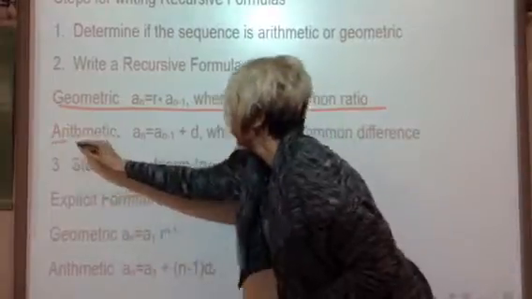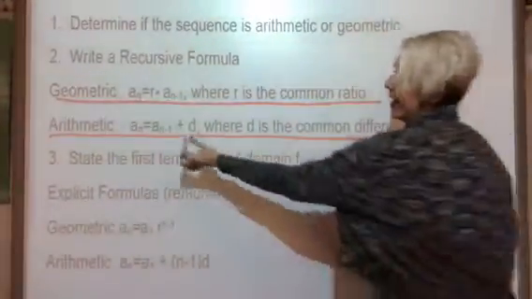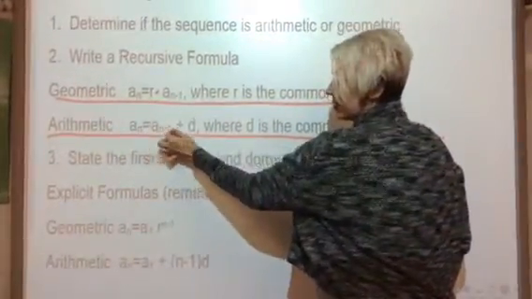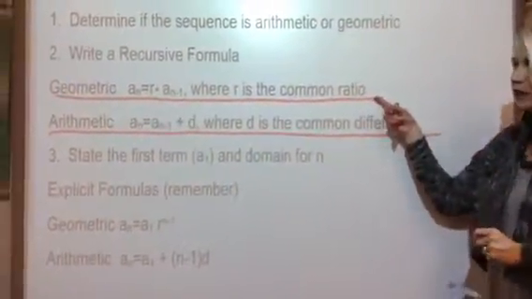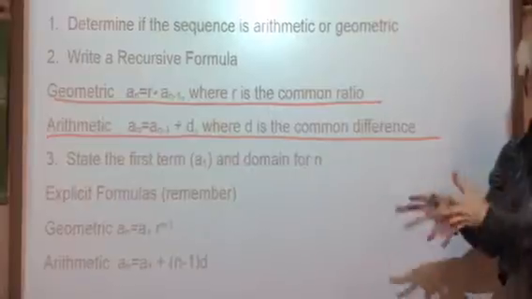Arithmetic always looks like this: a sub n equals a sub n minus 1 plus d, where d is the common difference. So if you know the common ratio, you're just going to multiply it by the previous terms.